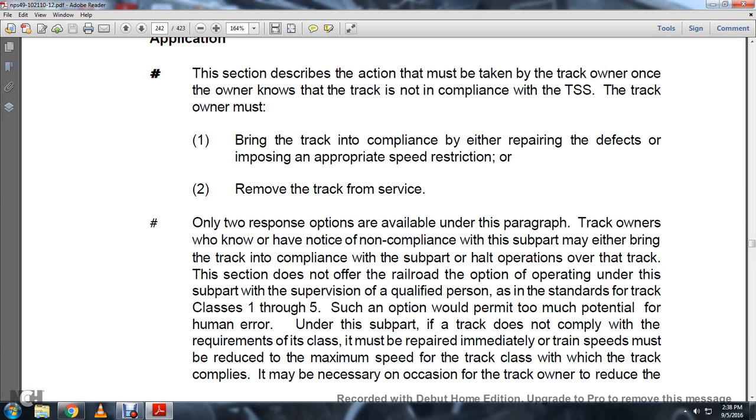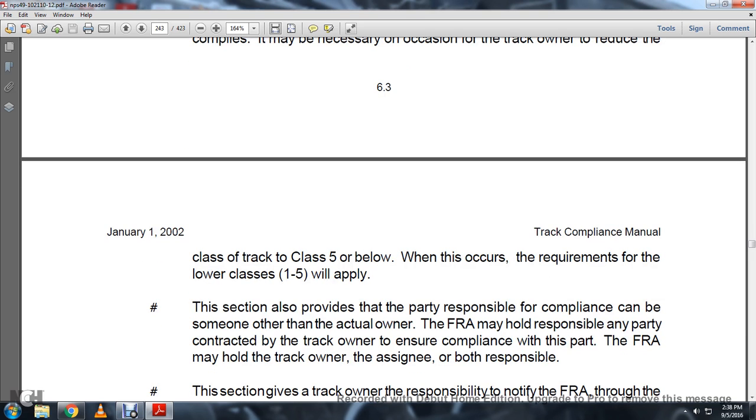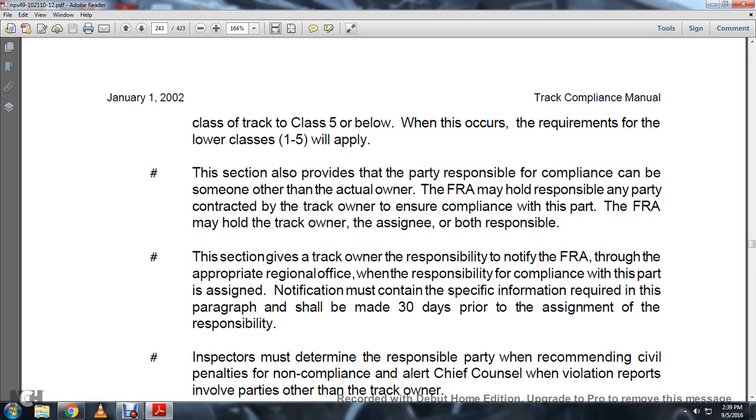The section does not offer the railroad the option of operating under the subpart with the supervision of qualified personnel as the standard for track classes 1 through 5. Such an option would permit too much potential for human error. Under the subpart, if the track does not comply with the requirements of its class, it must be repaired immediately, or the train speed must be reduced to the maximum speed for the track class with which the track complies. It may be necessary on occasion for the track owner to reduce the class of track to class 5 or below. When that occurs, the requirements of the lower class, 1 through 5, will apply.